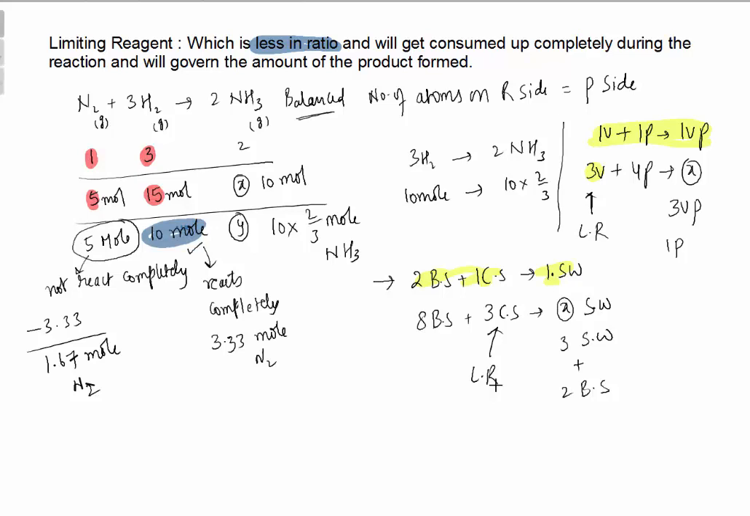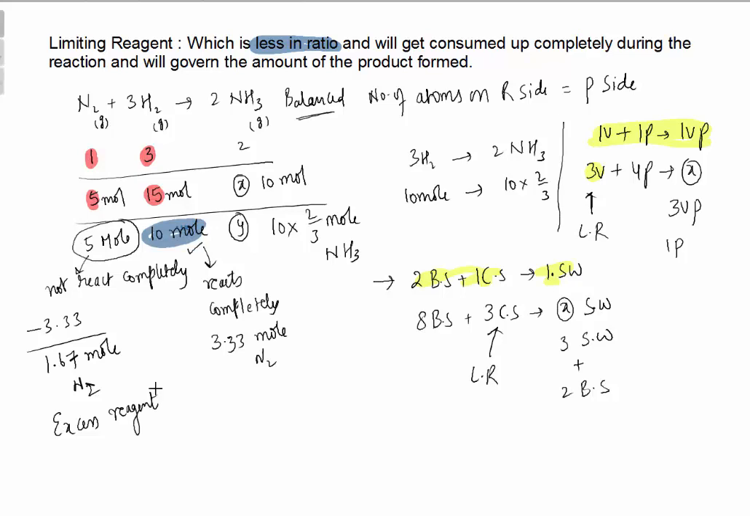In this case, we have taken N2 plus 3H2 gives 2NH3. The balanced coefficients were 1, 3, 2. The ratio was 1, 3, 2. That means if you take 5 mole N2 and 10 mole H2, the 10 mole will react completely because it requires only 3.33 mole N2. That means in the process 1.67 mole N2 will be left. So please remember, this is our limiting reagent. This is called the excess reagent.